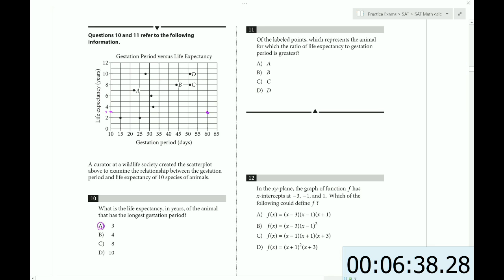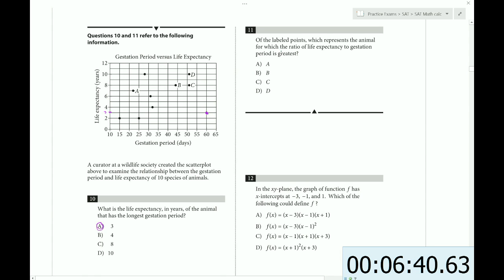Okay. 11. Of the labeled points, which represents the animal for which the ratio of life expectancy to gestation period is the greatest? So this is a fancy way of asking for which has the highest slope. Okay, because you can think of this as y and this as x, so slope is change in y over change in x. So we'll assume a fixed point of 0, 0, just for reference. And the line that would create the highest slope, let's see.